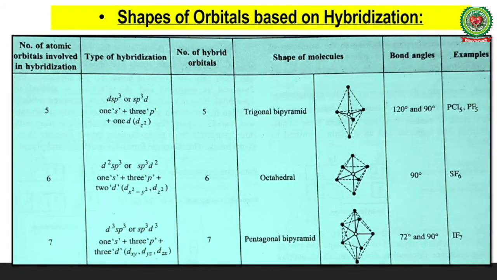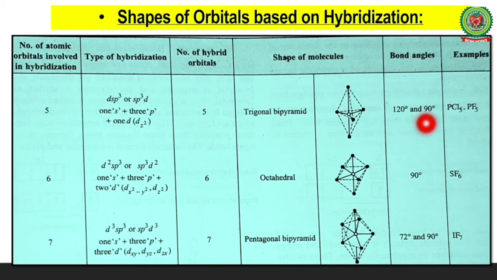Now, if the number of orbitals is 5, then there are two possibilities. It will be either dsp3 or sp3d. Since the number of hybrid orbitals is 5, the geometry will be trigonal bipyramidal, and examples of such geometry are PCl5 or PF5, and the angles are 2. The bonds in the equatorial plane show an angle of 120°, and the axial ones with the equatorial show an angle of 90°.